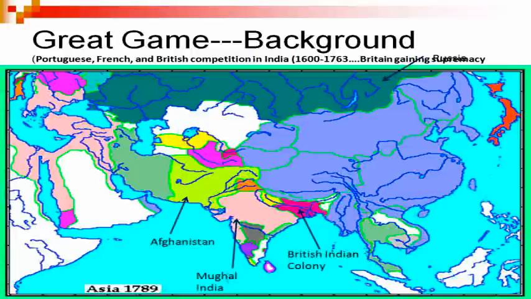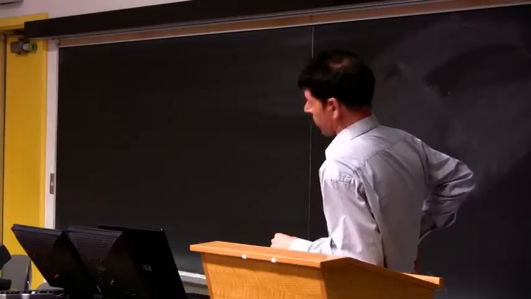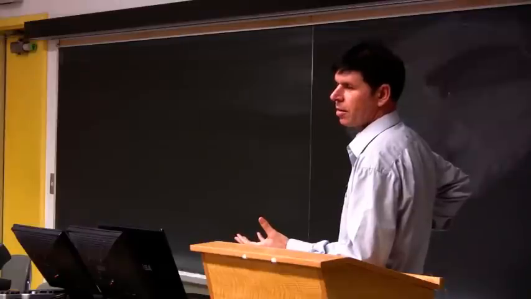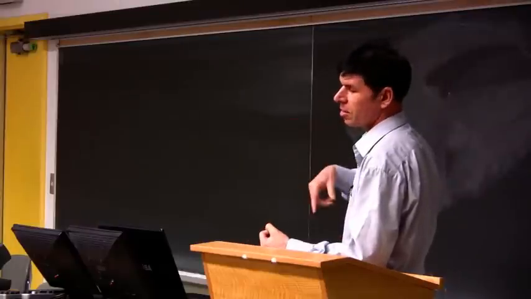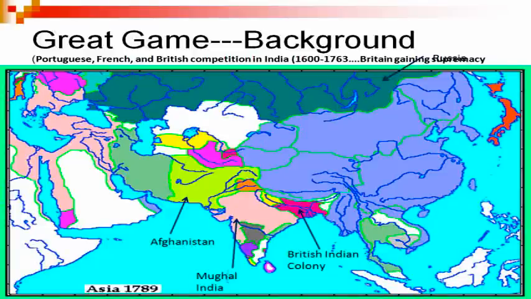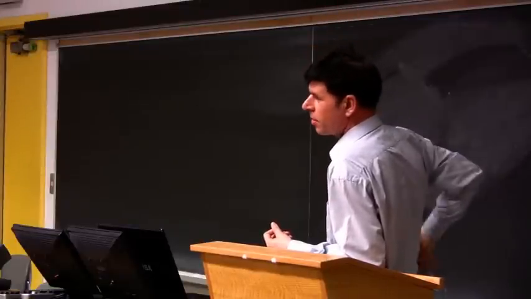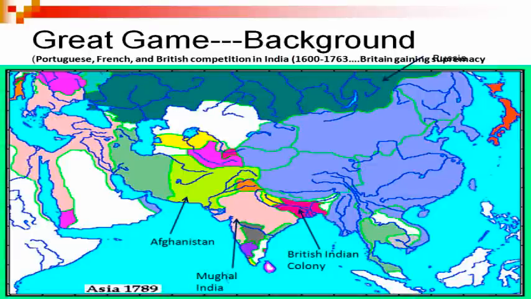This is a map of Asia in 1789, when the Pashtun state, founded by Ahmad Shah Abdali, was at its peak. It was a large state. It comprised the entire Afghanistan, included a part of Iran, the entire present Pakistan, and part of Kashmir. And as you see, the British Indian colony was a small part in Bengal and Madras. The rest was Mughal India, which was almost on the verge of collapse.